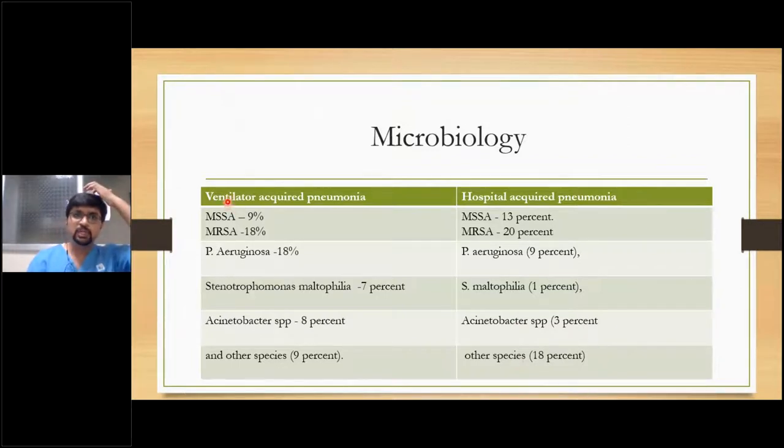When you come to ventilator-acquired pneumonia, again your MSSA and MRSA account for almost 9% to 18%. Pseudomonas aeruginosa, here what we have to see is Pseudomonas aeruginosa is also on the higher side.